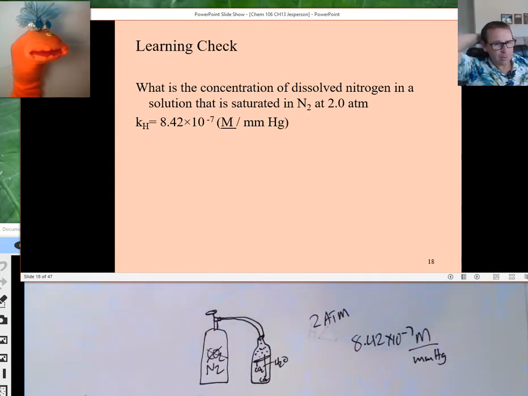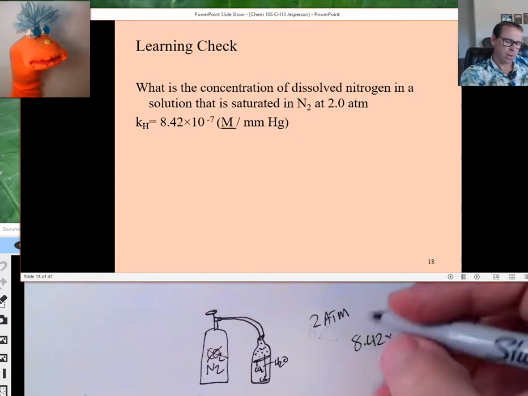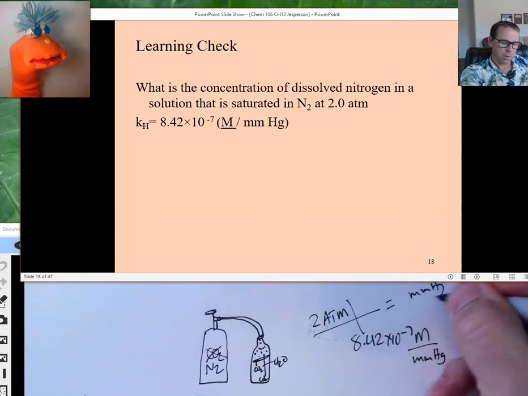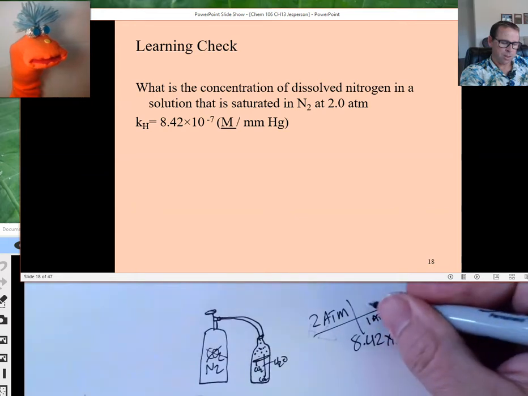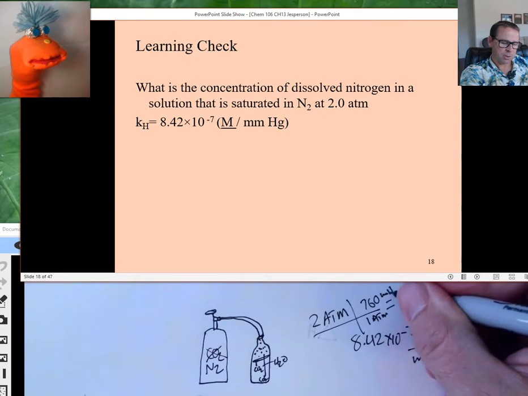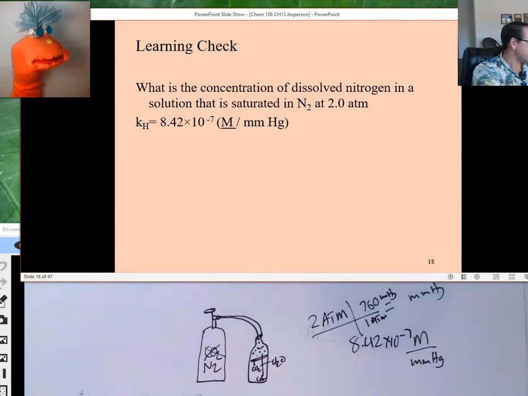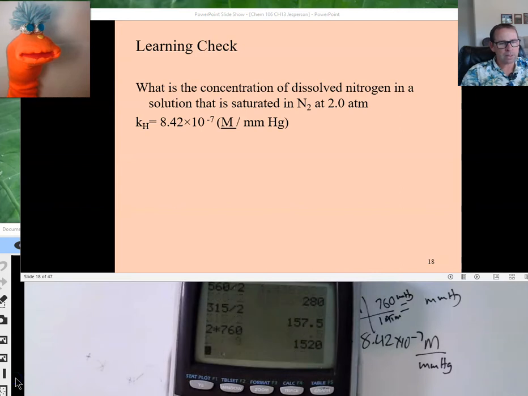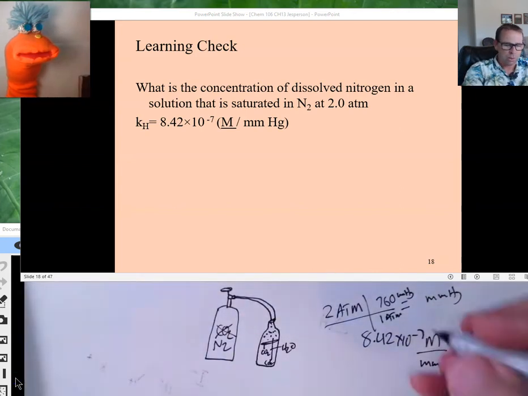Now, do you remember the relationship between atmospheres and millimeters of mercury? Oh, it was like 760, right? 760 what? 760 millimeters of mercury or torr for every atmosphere. That's right. So if I want to convert this to millimeters of mercury, 1 atmosphere was 760 millimeters of mercury. So I'm going to take 2 times my 760, and that's 1520.